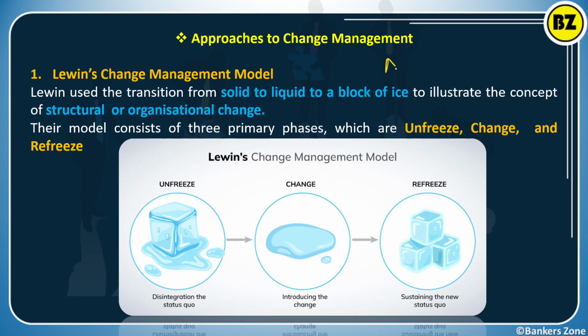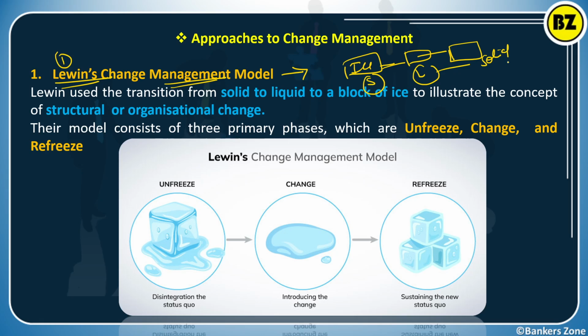See, if any organization wants to implement a change, it will be opposed by the employees working there, right? So how do we handle that change? For that we have change management, and the first model we are discussing is Lewin's change management model, which is based on an ice block. In its ice block form it is solid, then when it melts it becomes liquid, and then you can again make any shape from that liquid to solid, right?